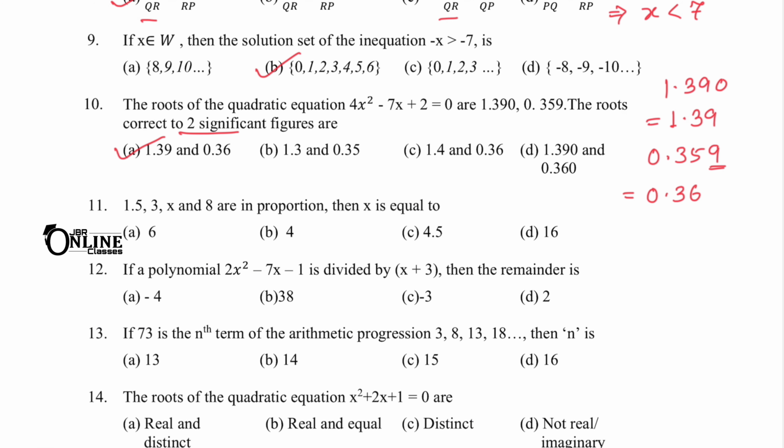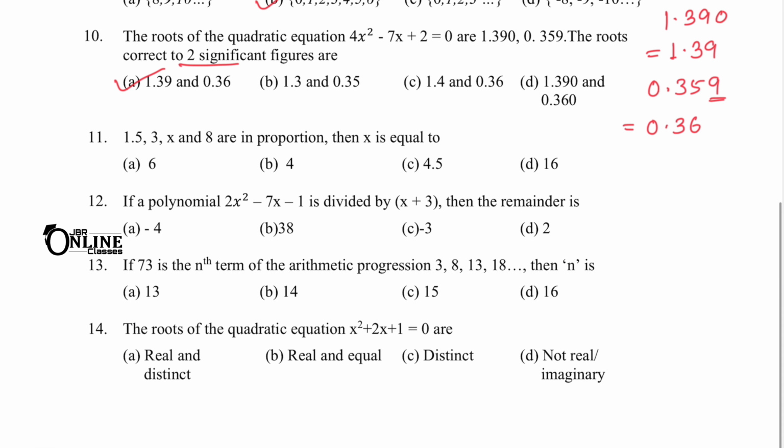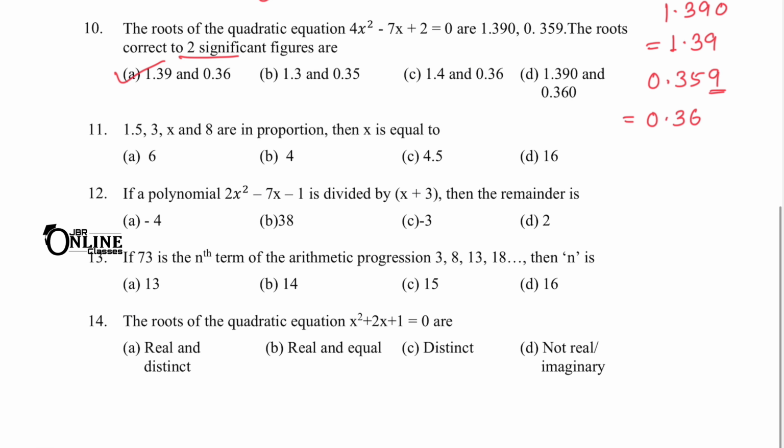1.5, 3, x and 8 are in proportion. So you know that if four numbers are in proportion, that means the multiplication of the first one with the last one is equal to the second one with the third one. So here x equals 1.5 into 8, it's 12 divided by 3, that is 4. So 12 by 3 equals 4. So your answer is number B.